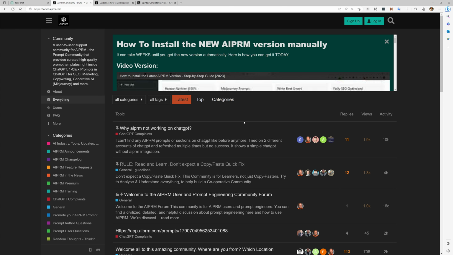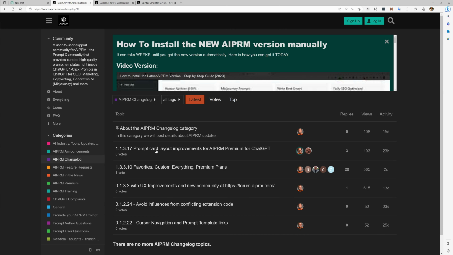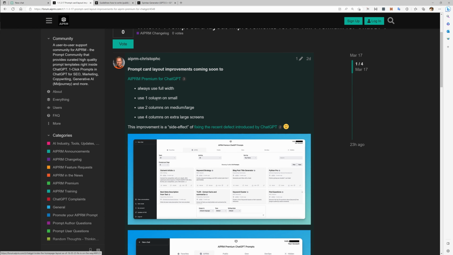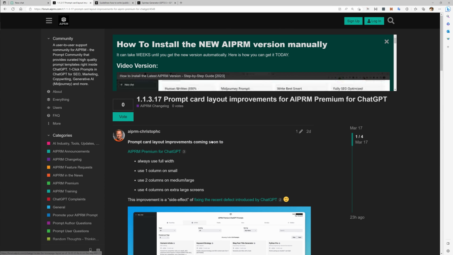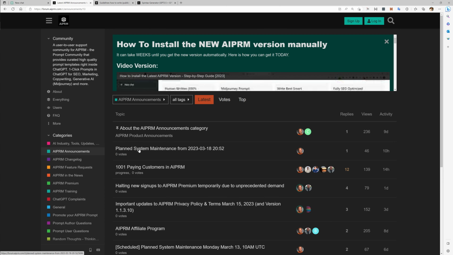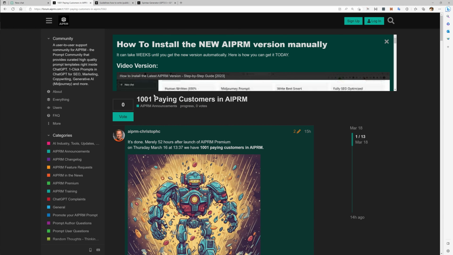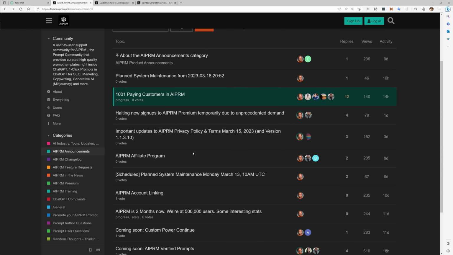And when you go back to the forum, we're not done yet. There's so much more changelog. We publish for every version that we release an at least short post with what has changed, so you can understand the improvements that we made to the AIPRM software. The announcements, when we have a system maintenance or a great business success, like here, the first 1,001 paying customers, we post about that in the announcements.